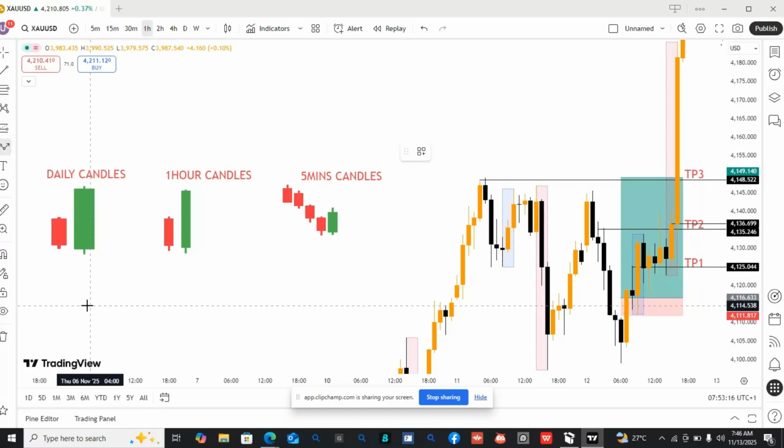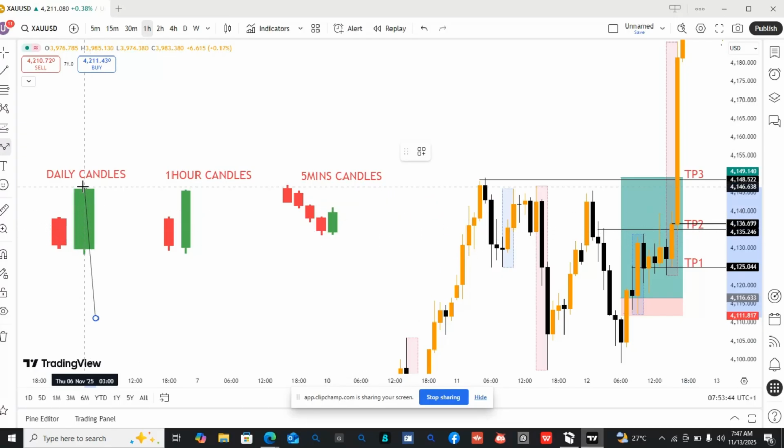For example, this is a daily candle. I hope you guys are seeing my screen now. Now, this red candle is also a daily candle. It signifies the activities of the day. So on this particular day, this candle closed bearish, while the next day, the candle closed bullish, which means that the buyers have taken control.